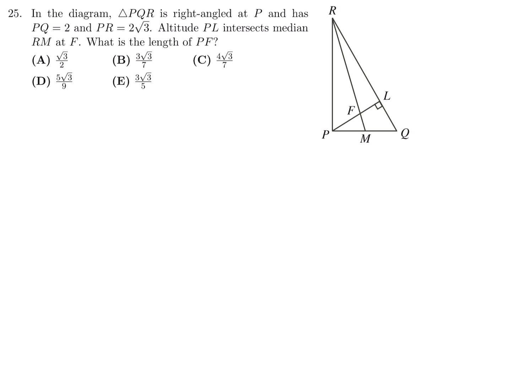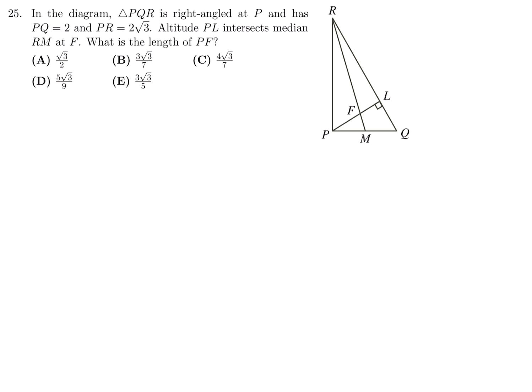In the diagram, PQR is right-angled at P and has PQ equal to 2 and PR equal to 2 root 3. Altitude PL intersects median RM at F. What is the length of PF? So they want you to find this length eventually.